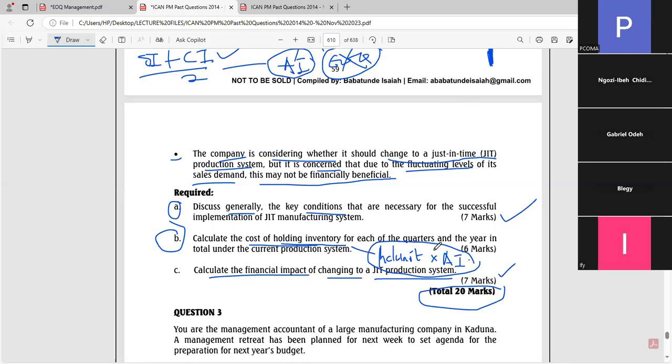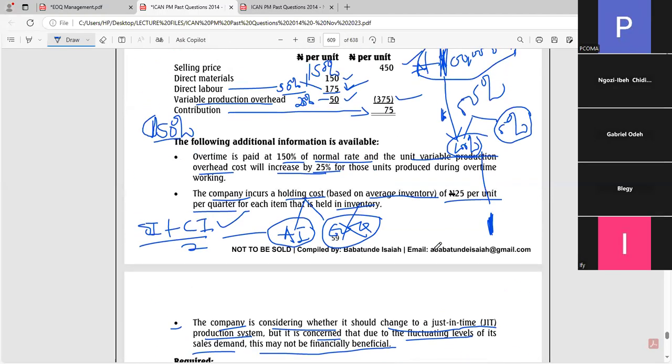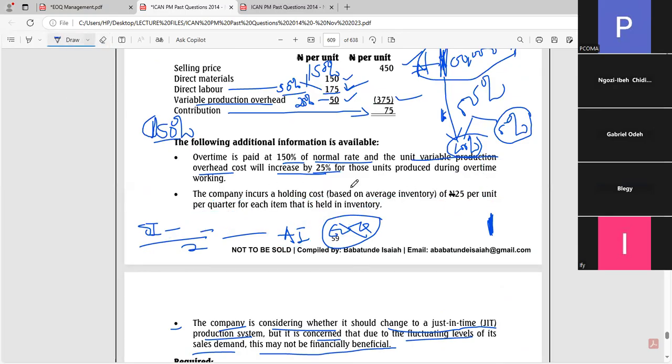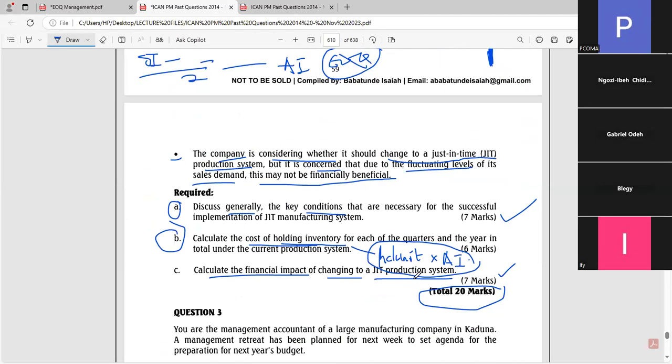We already know our holding cost per unit. They told us already that it's 25 naira. Look at it here, 25 naira. So there's nothing more to look at there. The only thing that we're going to look for now is our average inventory, which is opening stock plus closing stock divided by 2. That's what we are looking for, 6 marks.